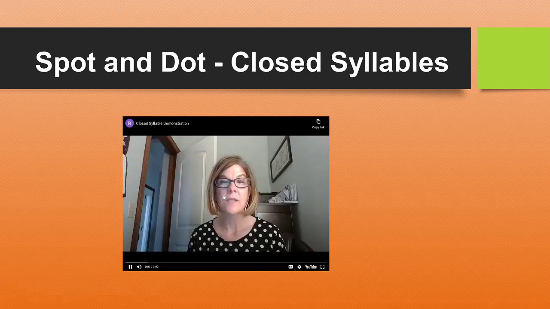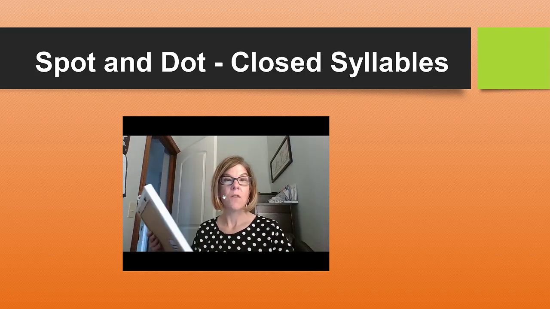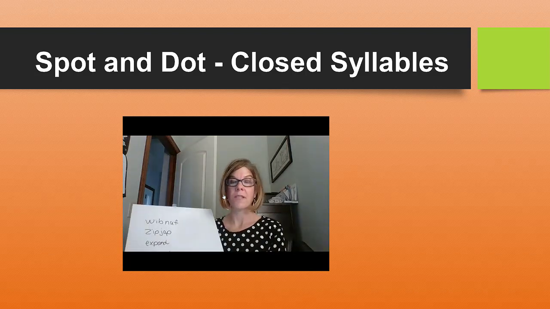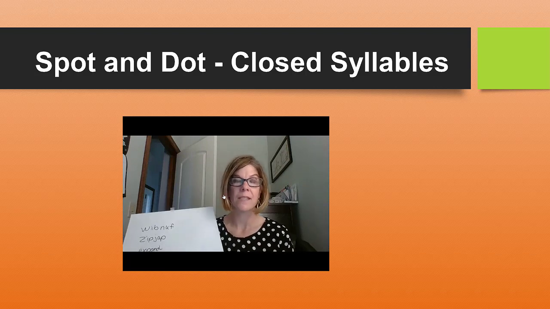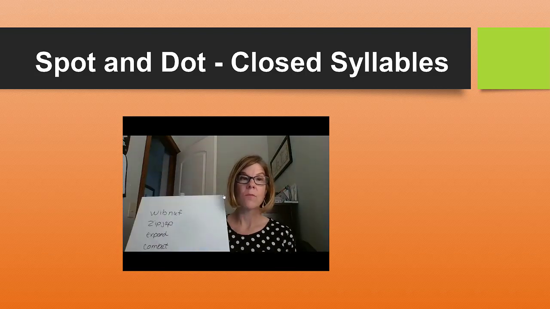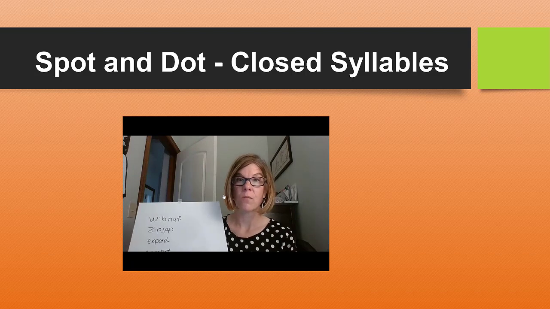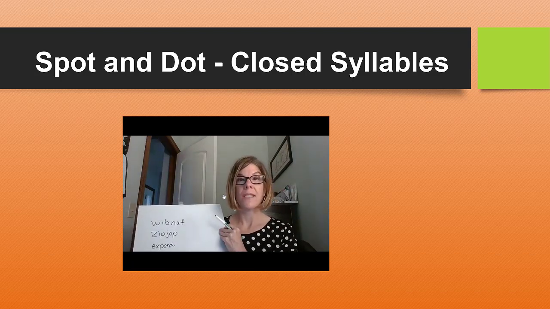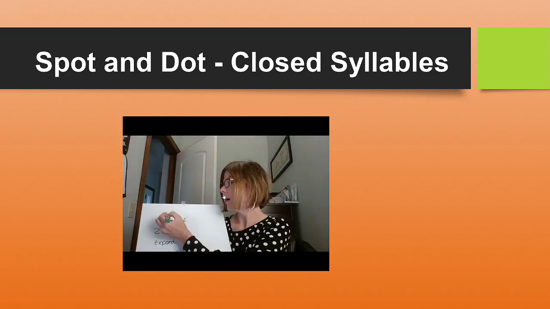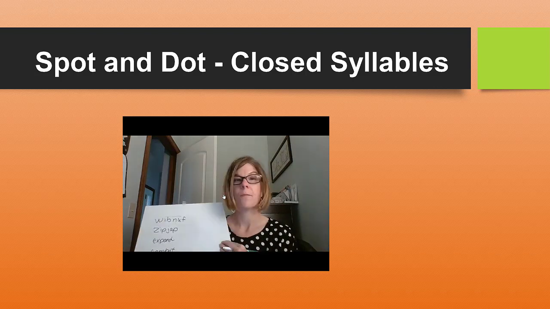So let's see what spot and dot looks like with closed syllable words. So I have taken some of your nonsense words and some of your real words that you will see on the next slide where you will practice. And I put them on the board and we're going to practice together before you practice alone. So we know that a syllable always has to have a vowel. So I'm always going to start with spotting my vowels. And I'm going to connect with a line.